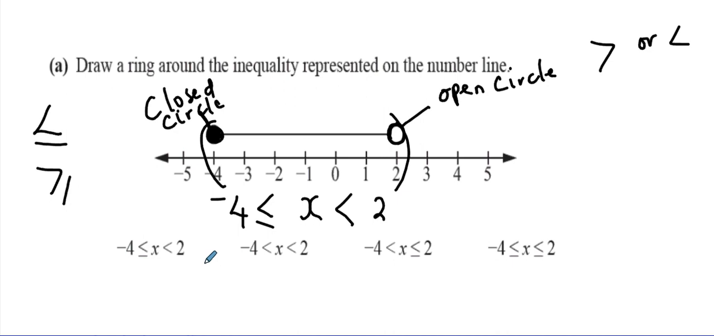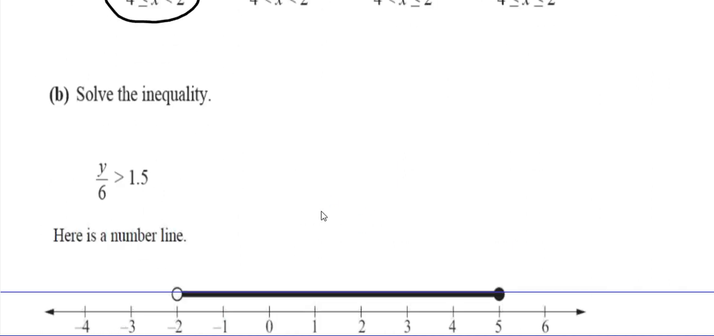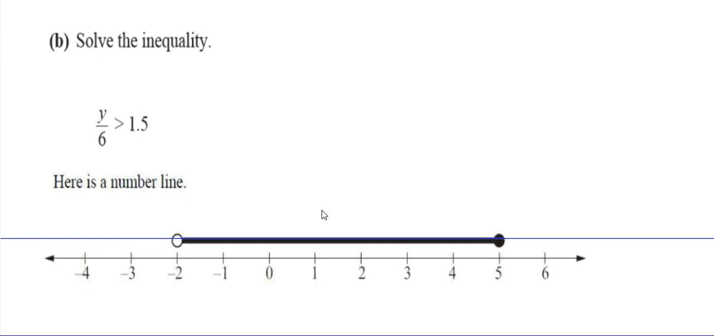So the inequality which has to be ringed up will be this one here. This is the inequality that represents this number line: -4 is less or equal to X, and X is less than 2. I hope that helps.